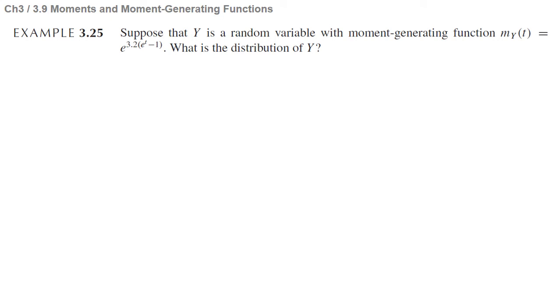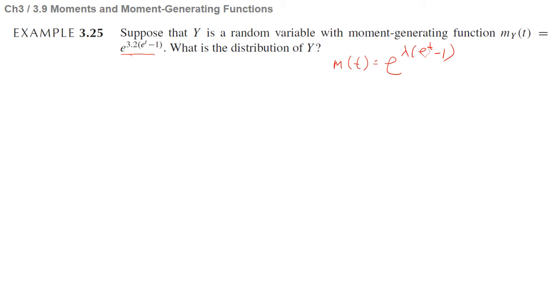The next example is 3.25. Suppose that y is a random variable with moment generating function m(t) equal to this one. What is the distribution of y? And actually, this one looks very similar to the moment generating function of the Poisson distribution. From the previous example, the moment generating function of the Poisson distribution was e to the lambda times (e to the t minus 1).